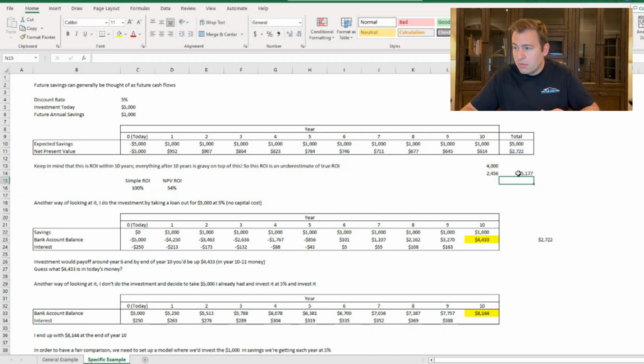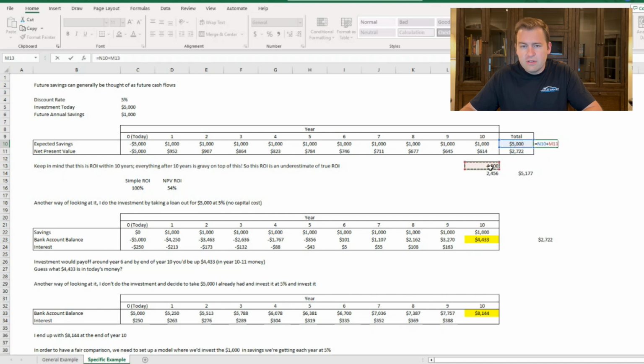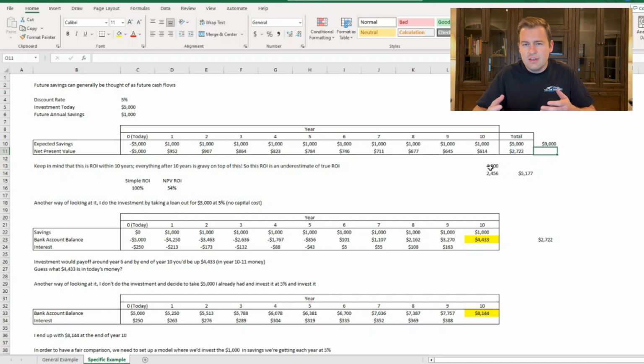And so really our net present value might be more like $5,177. And if we're thinking about it this way, technically your raw ROI without considering net present value would be the $5,000 plus the $4,000, since in that scenario we're not discounting anything, $9,000. So now if you don't consider the time value of money, your net payoff would be $9,000, and your net present value would be $5,177 benefit.